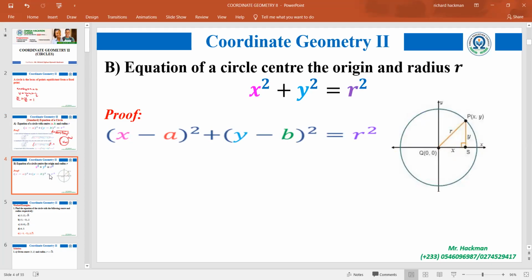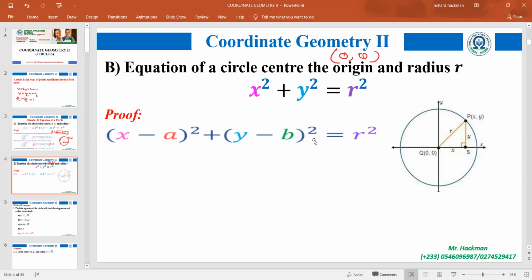So if the center of the circle is the origin, and the radius is r, you should know that the center being the origin means the center is what? What will be the coordinate of the center? 0, 0. So take note. It means here I'm going to deal with 0, 0. So if you have your center to be 0, 0, the origin, instead of quoting the general one, which is this, you have to quote this one.